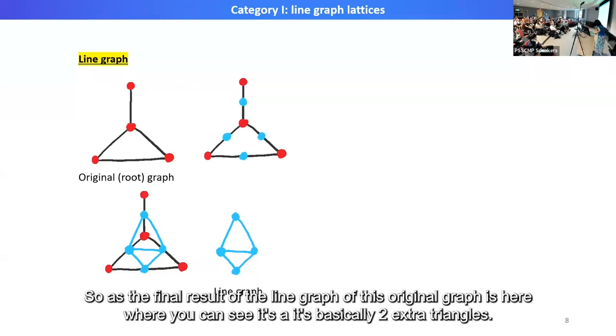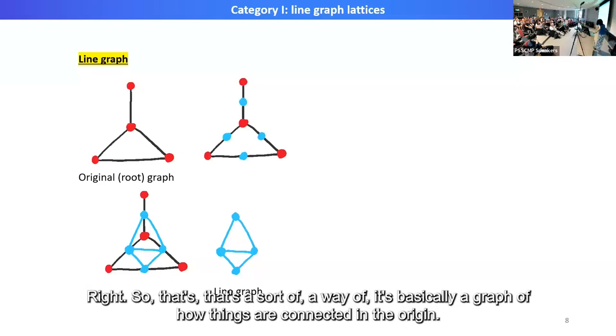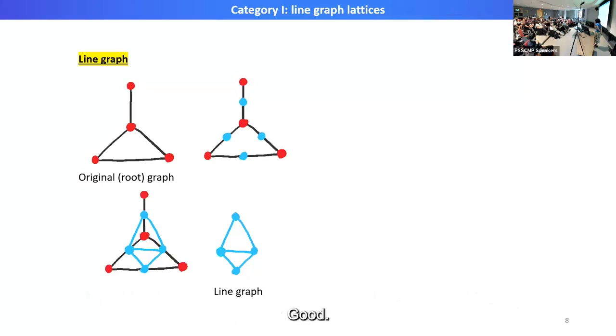where you can see it's basically two edge-sharing triangles, right? So it's basically a graph of how things are connected in the original graph.